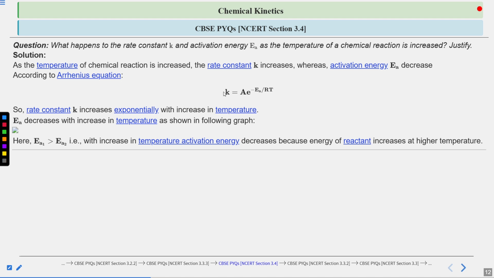You can also understand from the given Arrhenius equation that the rate constant is affected by the increase of temperature, and the activation energy is also affected by the increase of temperature. The activation energy will decrease, meanwhile the rate constant will increase, with the increase of temperature. Okay, so let's move to our next question.